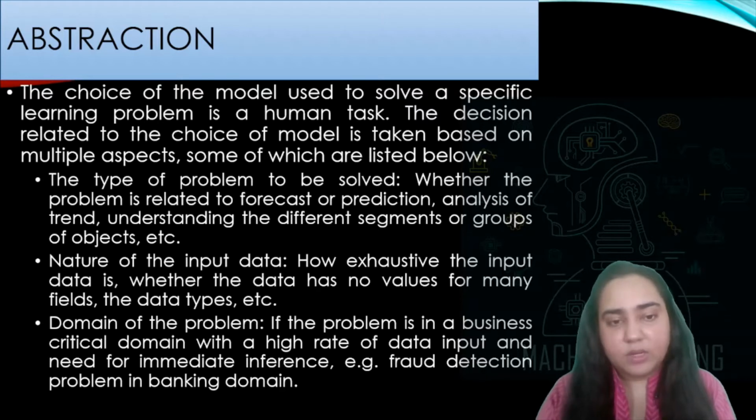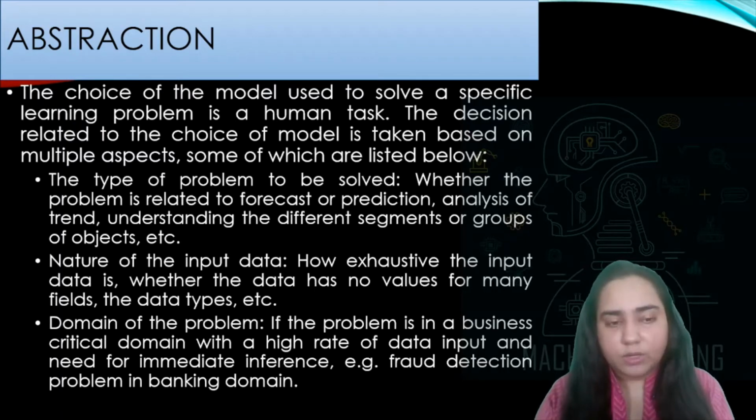The second thing is the nature of the input data: how exhaustive the input data is, whether the data has no values for many fields, the data types, etc. Some models behave well with null values or missing values, and some models do not. So you have to take care of such values. You also have to see how exhaustive the input data is, whether it is enough or whether it covers all possibilities or not. So based on that also, the decision about your model can change.